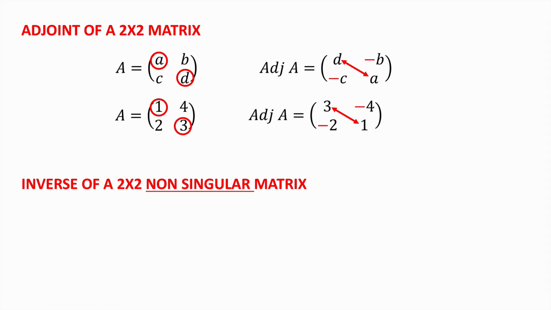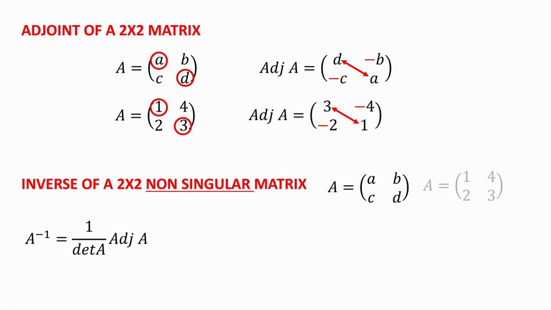Now to find the inverse of a non-singular matrix, that is a matrix that has a determinant that is not 0, this here is the formula. So again, if I have the matrix A, which is A, B, C, D, the formula for the inverse of A, which is denoted by A to the power minus 1, is equal to 1 over the determinant of A times the adjoint of A.